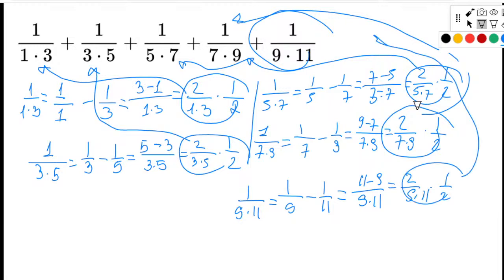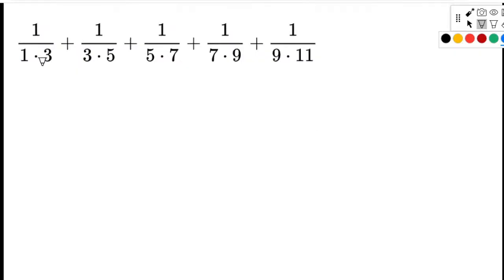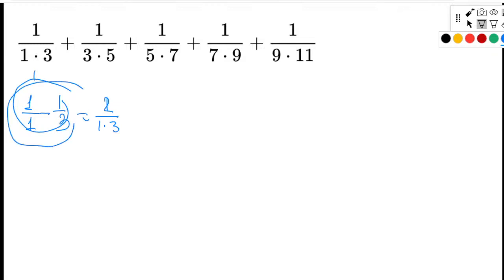So we found it, but did we find the value of this? No. So now, let's delete this. Now let's write all of them as 1 over 3. If we multiply this by 1 over 2, we get this. So we will write this one as equal to 1 over 1 minus 1 over 3, multiplied by 1 over 2.